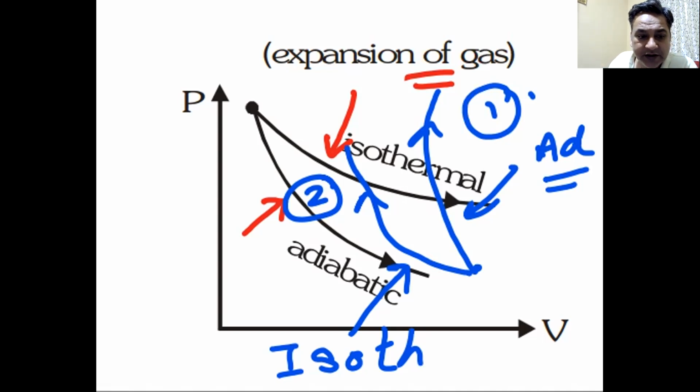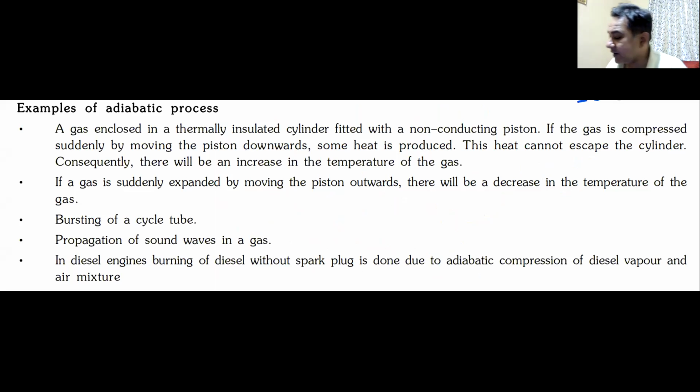Okay. Now here are some examples of an isothermal process. Here you can see bursting of a cycle tube, spontaneous, happens very fast. Propagation of sound waves in a gas. Remember this, very important point. Propagation of sound waves in a gas, adiabatic process. In a diesel engine, the burning of diesel without spark plug is because of adiabatic compression.